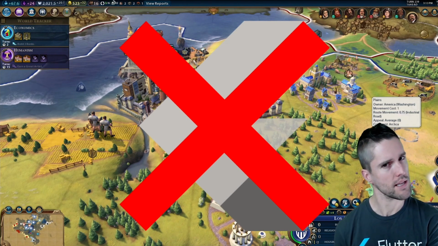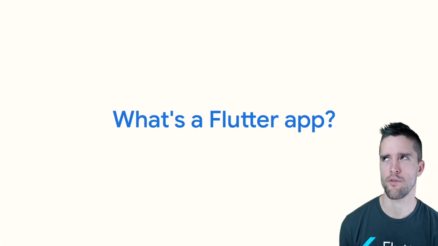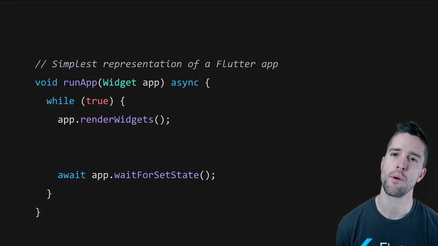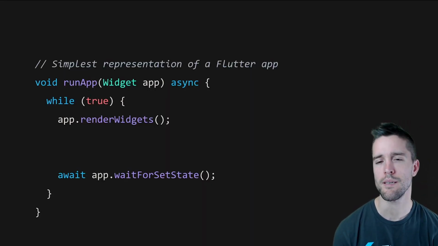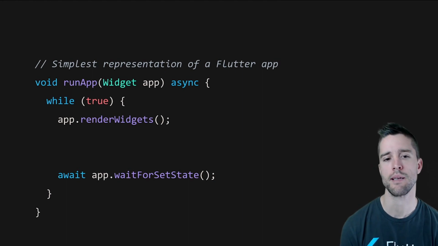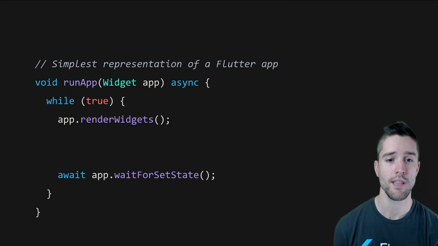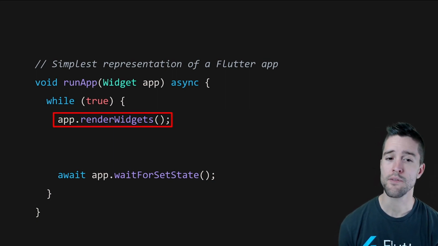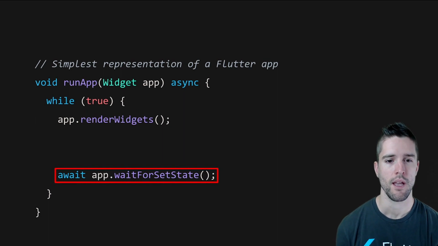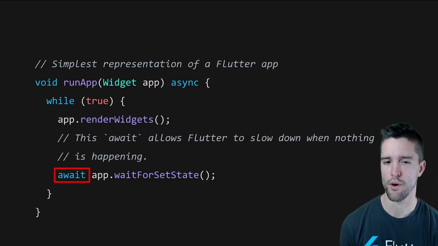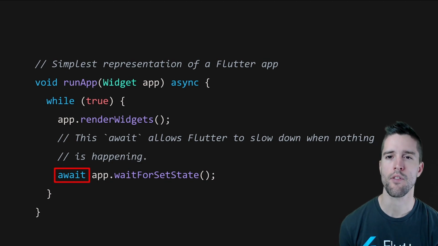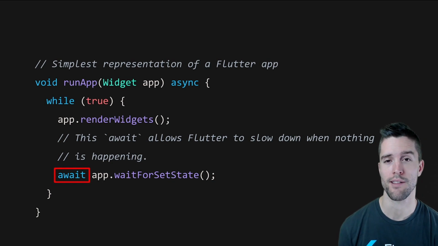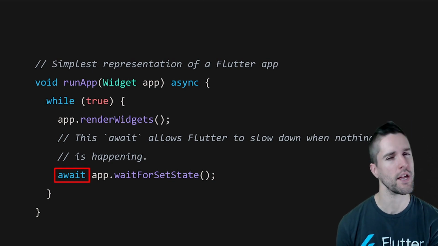And to dive into this a little bit more, let's think about what a Flutter app is in its simplest form. If you were to break down Flutter into the most simple pseudocode possible, I think it would basically look like this. There's a loop, and first it renders all of your widgets, and then it waits for you to call setState. And that await word there is important, because it means that Flutter is willing to slow down when nothing is happening, and our users' battery lives thank us. So that's a Flutter app.